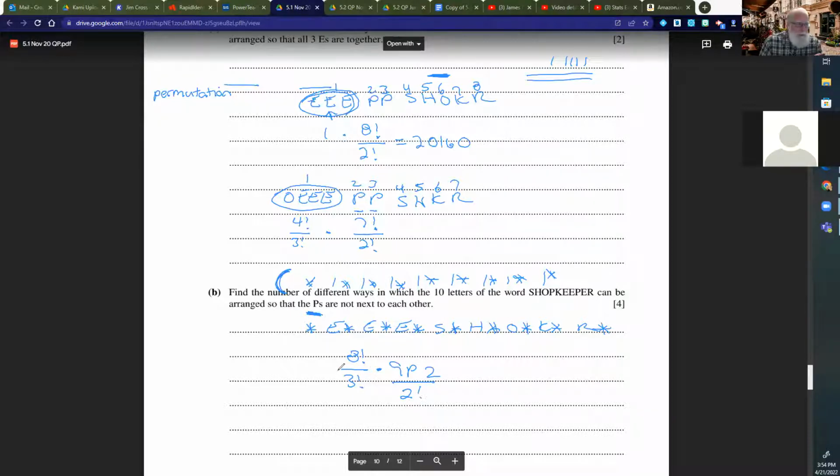So now all I'm going to do is multiply that together. And what do I get? You can get 725,760. You did 8 factorial over 3 factorial? Oh no, I did 2. My bad. I got 241,920.